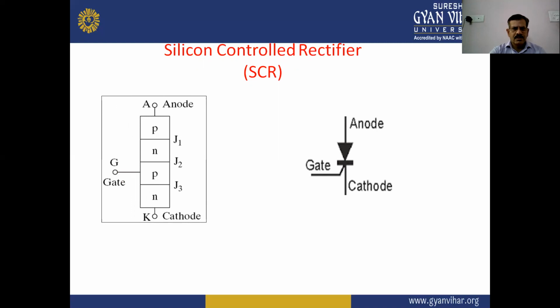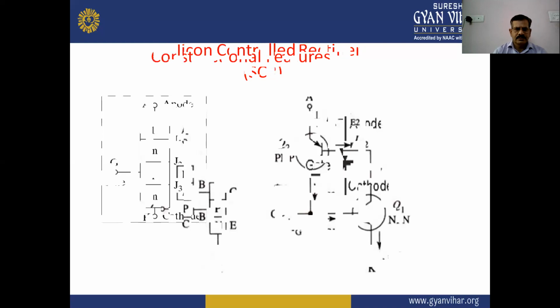In thyristor or silicon controlled rectifier SCR, the symbol of the SCR has three terminals, gate, anode, and cathode, and also it has four layers, P layer and N layer, and three junctions J1, J2, J3. So this is the symbol of the SCR or thyristors.